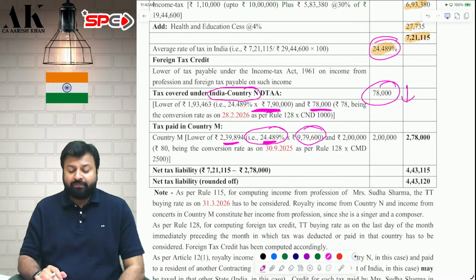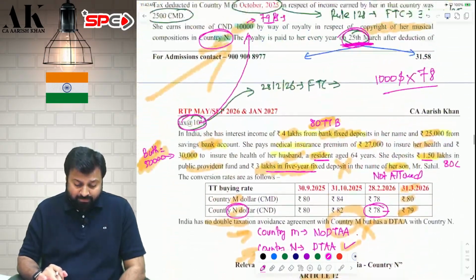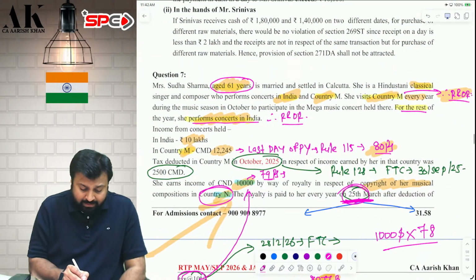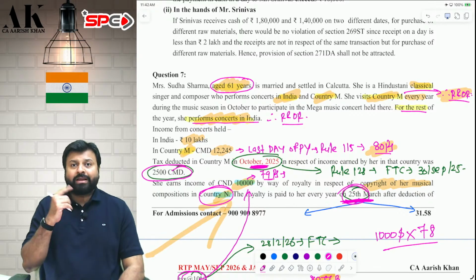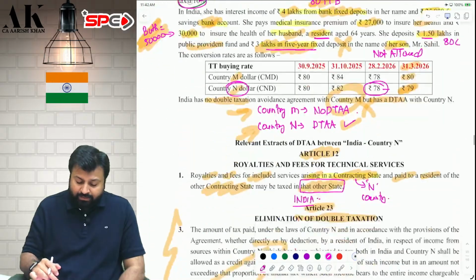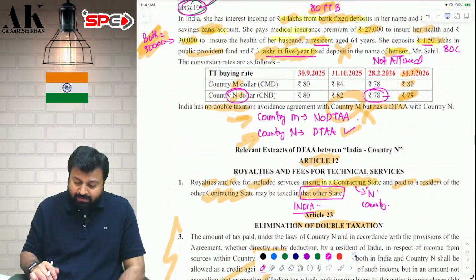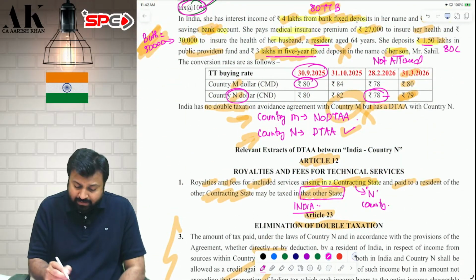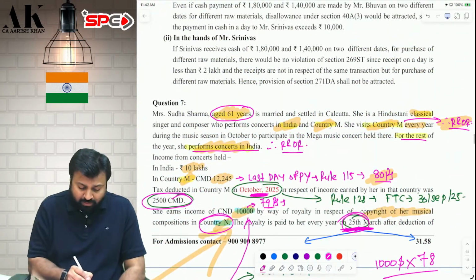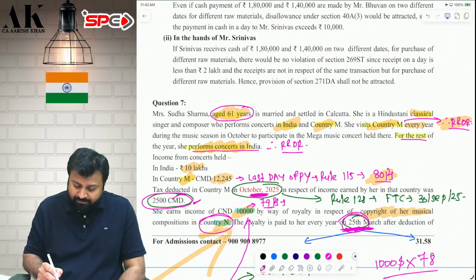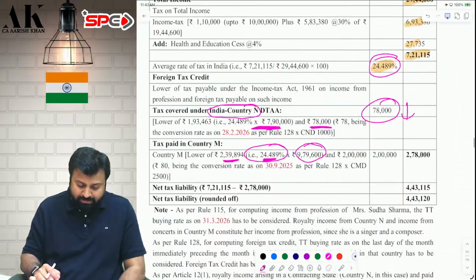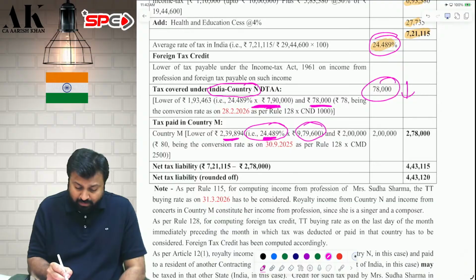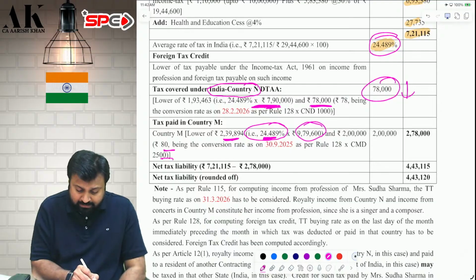And what is the tax paid in the foreign country? We need to again check over here. They have given the data of tax paid in the foreign country. In country M, you have paid $2,500 in the month of October. So you have to again take the TTBR of 30th September. In country M, the TTBR of 30th September is 80 rupees. So you will convert this $2,500 at 80 rupees, and it will come to 2 lakh rupees. Check please.